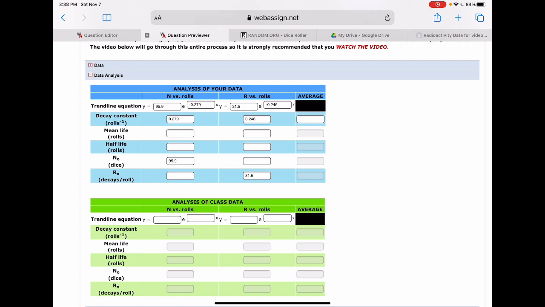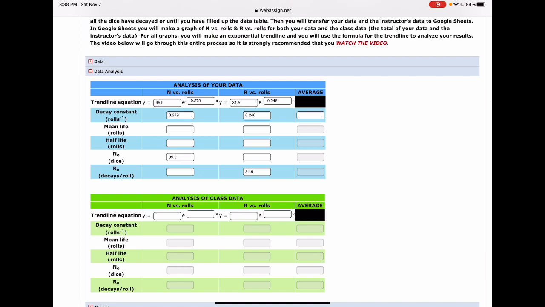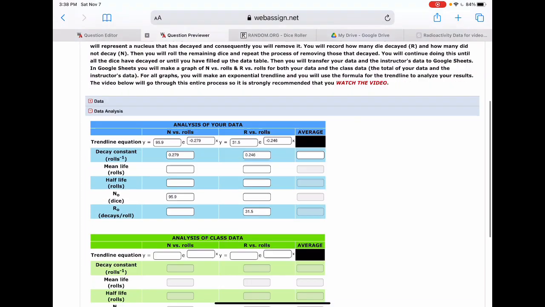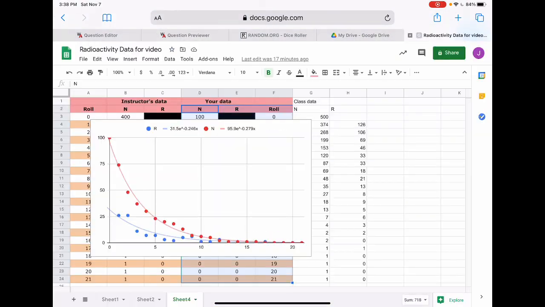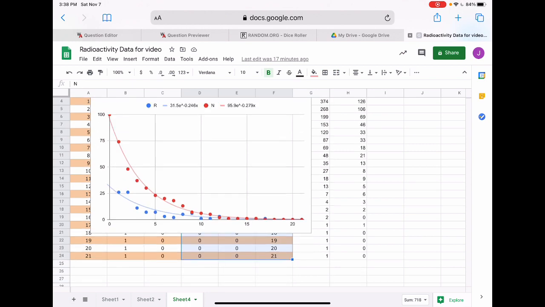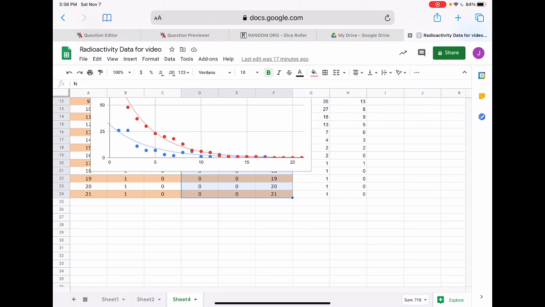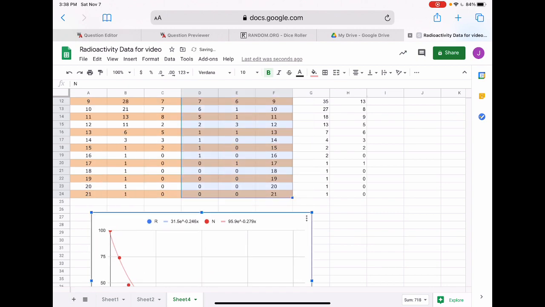And of course, for the average, the column there for the averages, you're just taking the two values you got because ideally they're the same, just find their average. Okay? And then you have to go through and do all of this again for the analysis of the class data. So for the class data, that means, going back to the Google Sheet, all right, so let me move this. Move that down there.